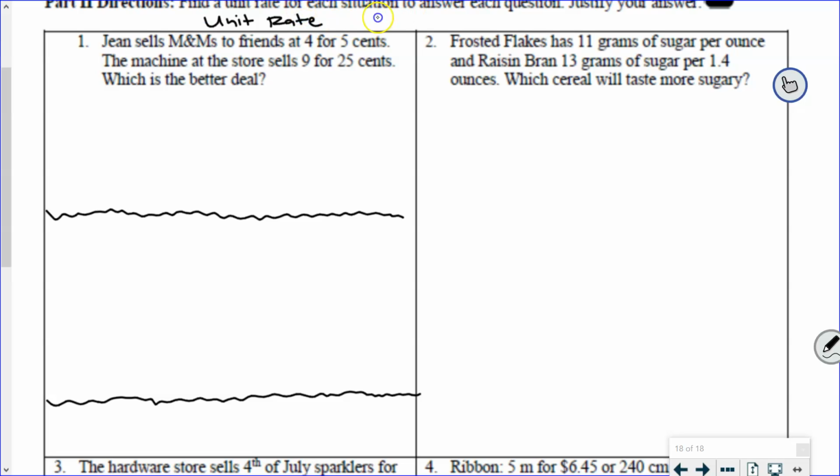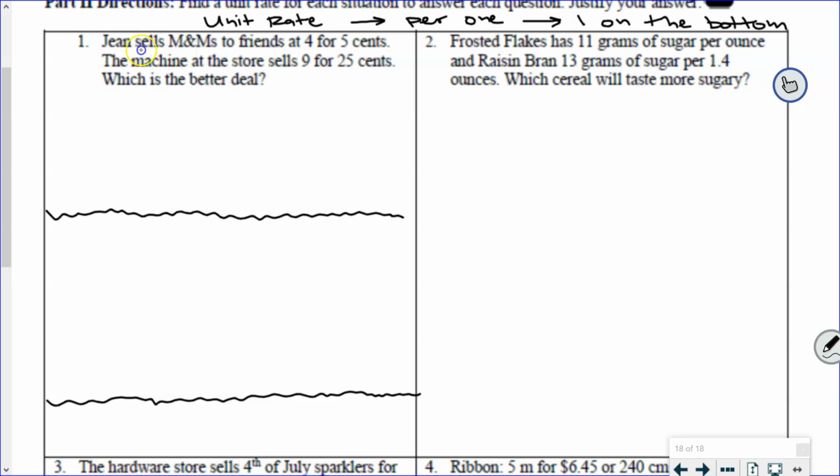Unit rate means that we're looking for a per one type of situation, which means I want the one, where does it go? On the bottom, you got it. So when I set up these ratios, there might not be a 1 on the bottom in the beginning, but our goal is to get a 1 on the bottom.